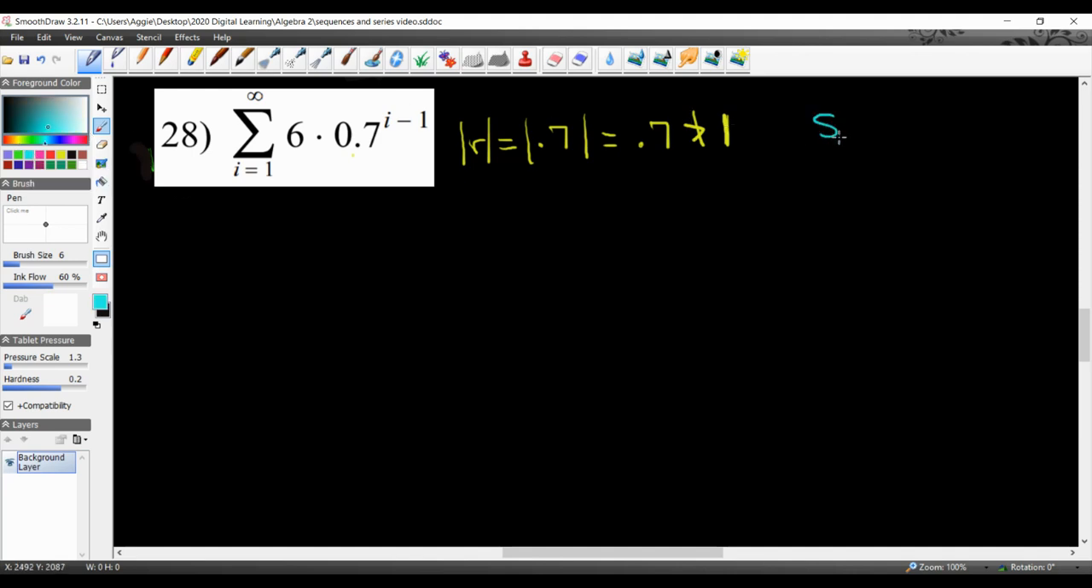So S of n, I'm going to write it real quickly here, is equal to a sub 1 divided by 1 minus r. In this problem, a sub 1 is again our first term. So there it is, 6. And r is 0.7. R is this one right here. So let's plug everything in. S of n is equal to 6 divided by 1 minus 0.7.